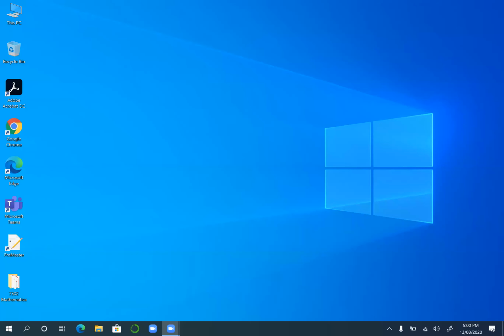Okay, so I'll start by screen sharing. And then I'll want to open up the chat so I can see what you're saying. Okay, can you now see my screen in the Zoom session?